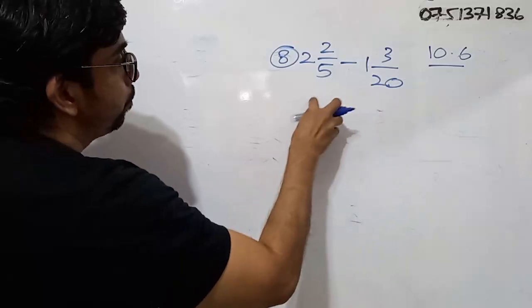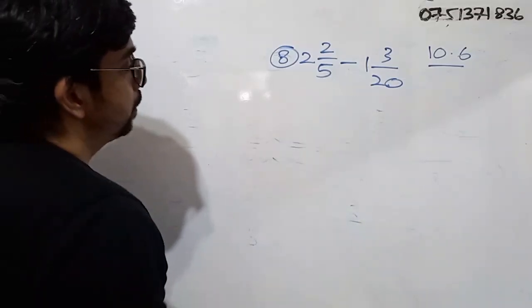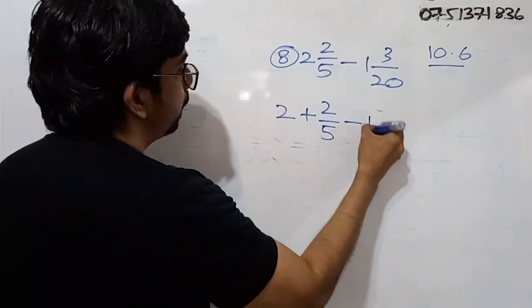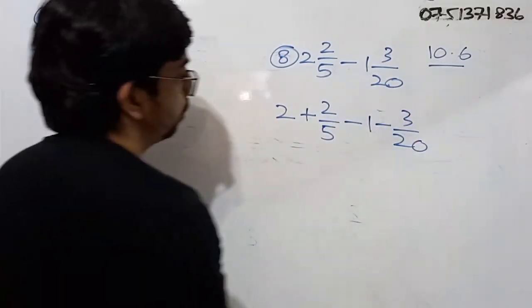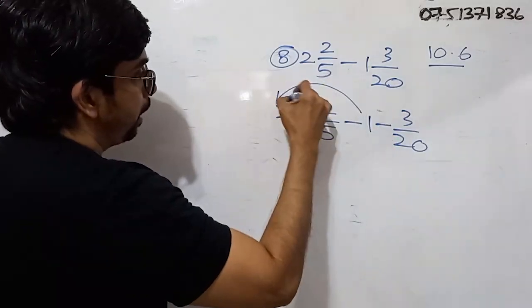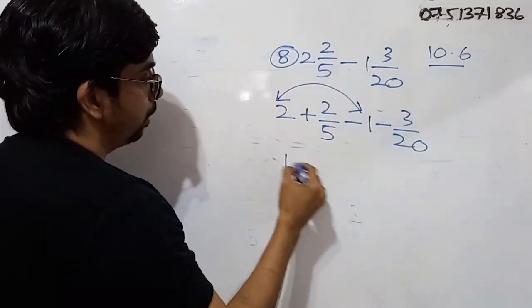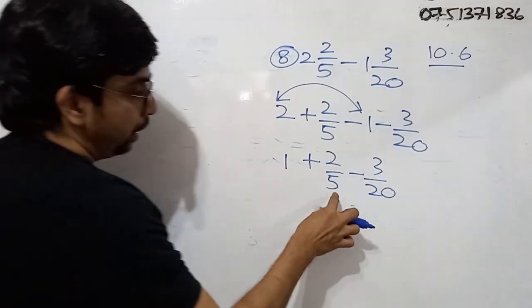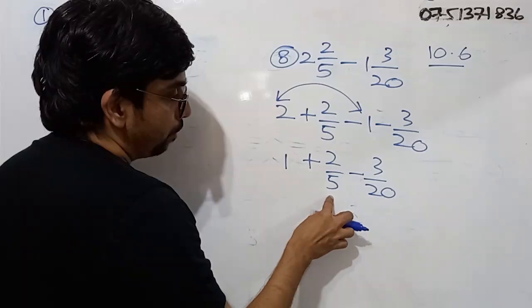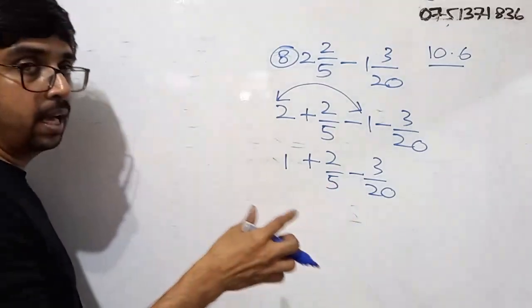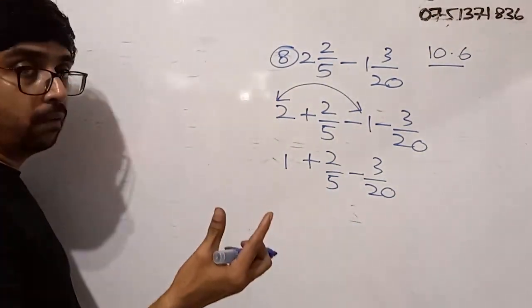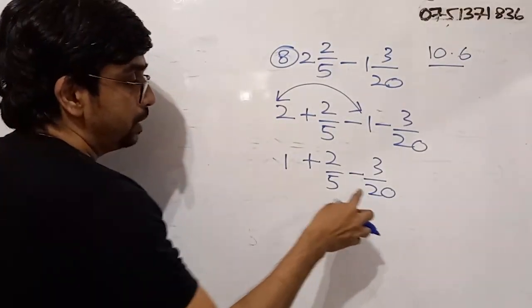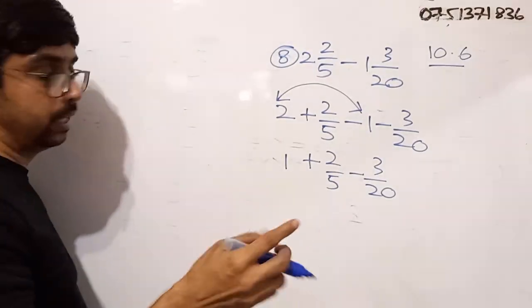Right, here also I will rewrite these two mixed numbers. So 2 plus 2 by 5 minus 1 minus 3 by 20. Then I will simplify these two whole numbers, so the outcome will be 1 plus 2 by 5 minus 3 by 20. Now we need to simplify these two fractions, but the thing is the denominators are different. So we need to think of what? Least common denominator. So when we consider these two numbers, the least common denominator will be 20.